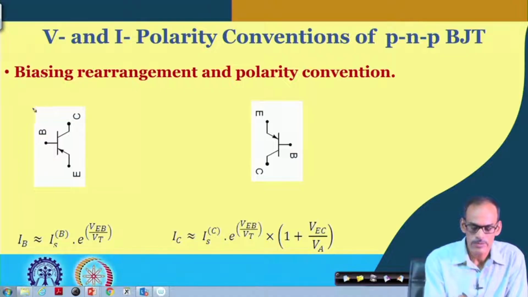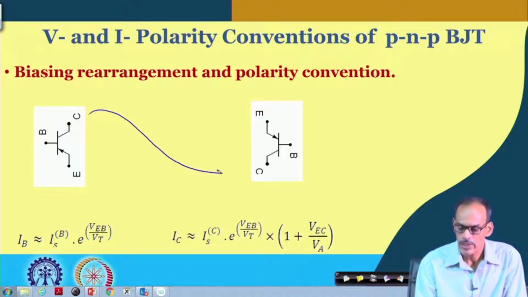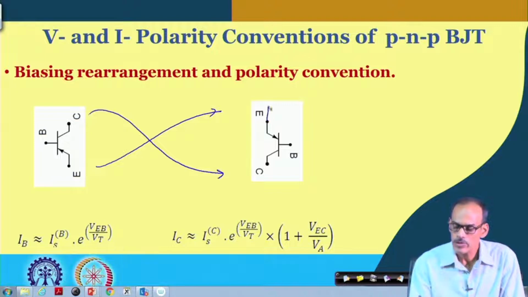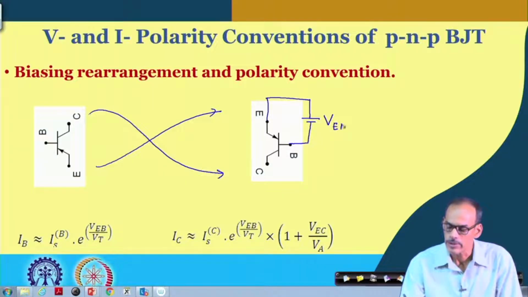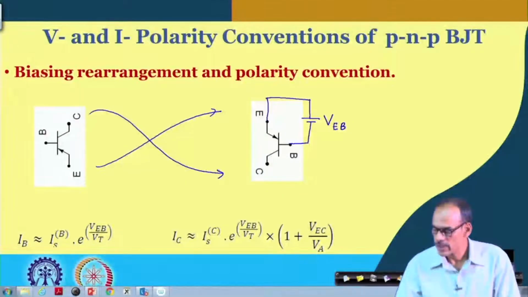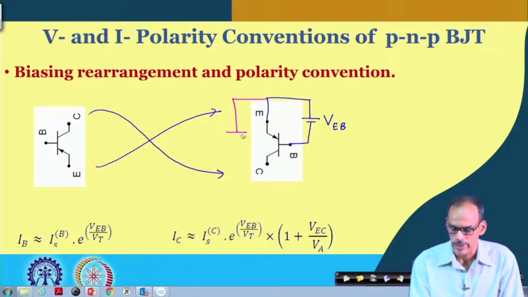So, this was the previous one and we have rotated. We made the collector towards the lower potential, the emitter towards the higher potential, and here of course, this is PNP. So, this junction should be forward biased and this is how the corresponding battery will be connected here and we call this VEB. Likewise, the other junction we can make reverse biased by connecting VEC.